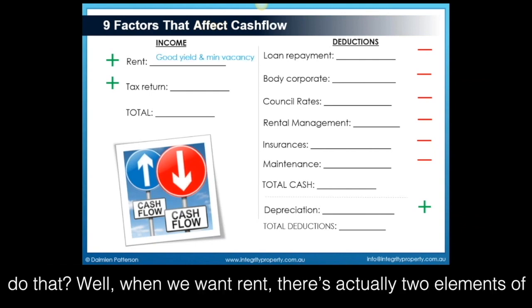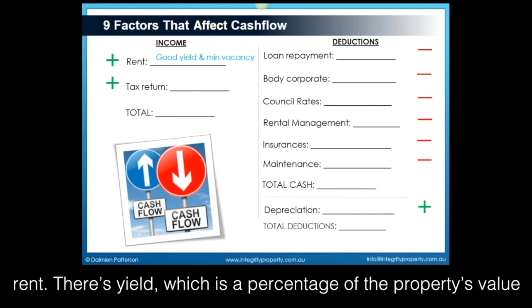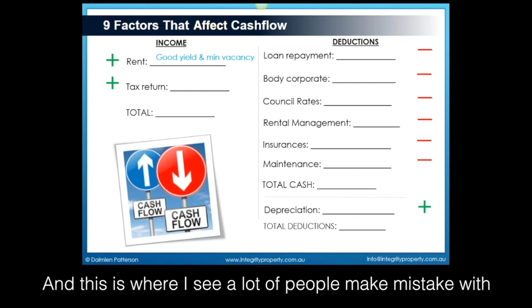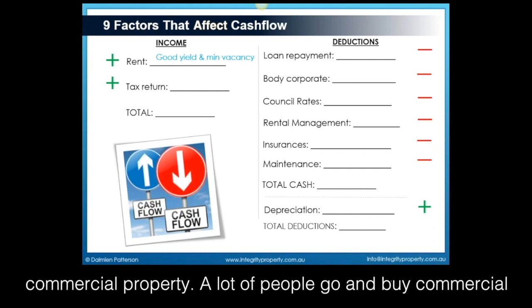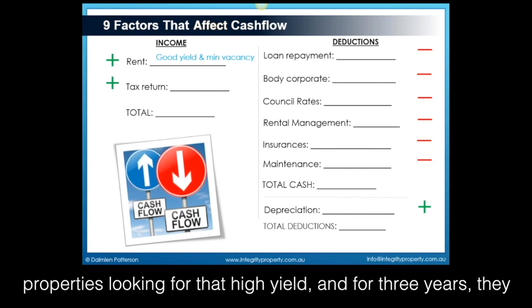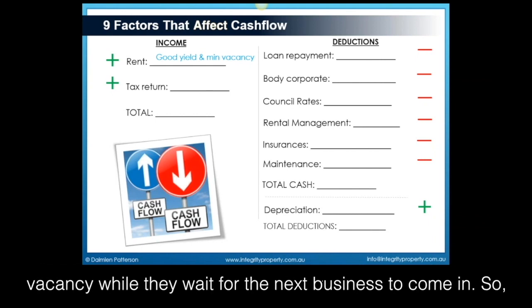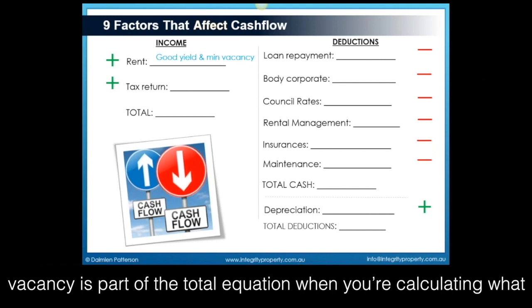Well, when we want rent, there's actually 2 elements to rent. There's yield, which is the percentage of the property's value that you get back every year in rent, but there's also vacancy. And this is where I see a lot of people make mistakes with commercial property. A lot of people go buy commercial properties looking for that higher yield, and for 3 years they have a lease and that's great, but then they have a very long vacancy while they wait for the next business to come in.